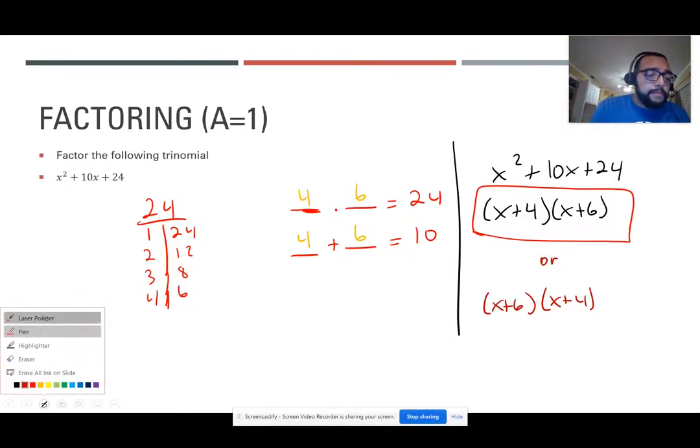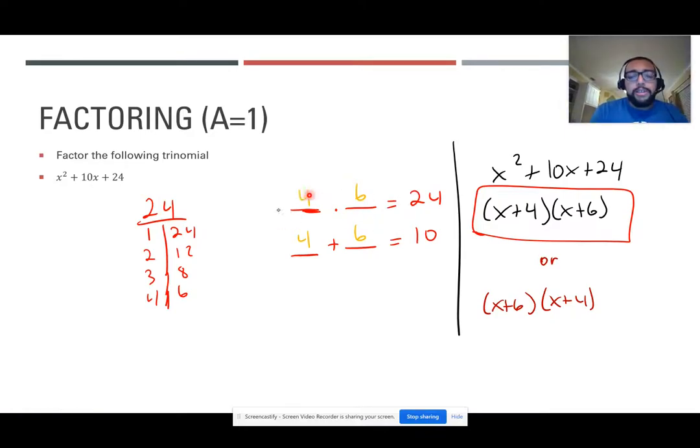Another thing, we took this value. Since it was positive, we said x plus 4. Since it was positive, we said x plus 6. If one of these answers ends up being negative, then we'll say x minus that number. Final thing here, how do I know if I'm right? How can I check to see that I'm right?